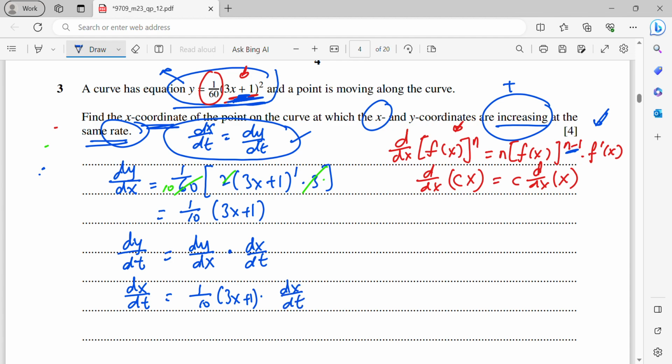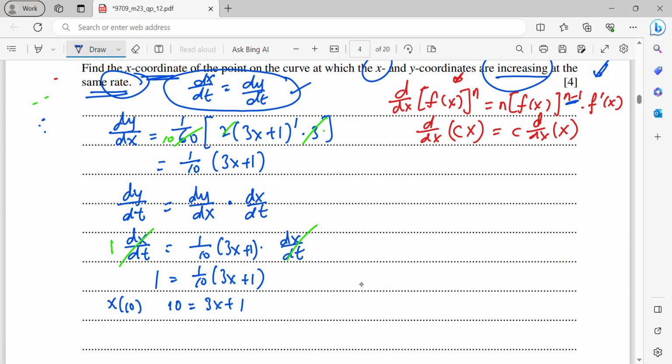Since I have dx dt on the left and right side, I can cancel off. When I cancel off, the left hand side is 1. Then I will get 1 equals to 1 over 10 of 3x plus 1. So I times 10 to the whole equation, then I will get 10 equals to 3x plus 1. Then from here, I will be getting the x values. By moving the 1 to the left side, I will be getting 9 equals to 3x. Therefore, your x is going to be 3. So that's the x coordinate of the point on the curve when dx dt equals to dy dt.